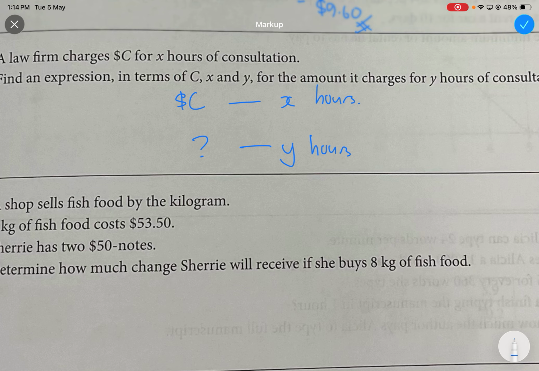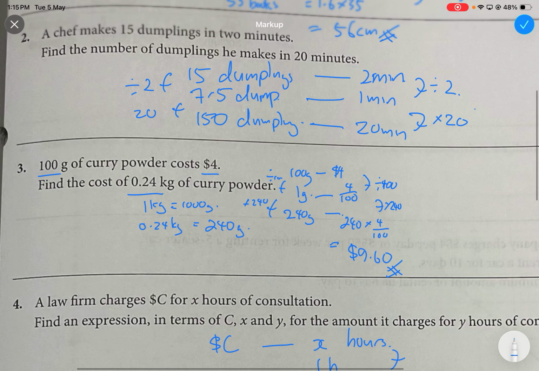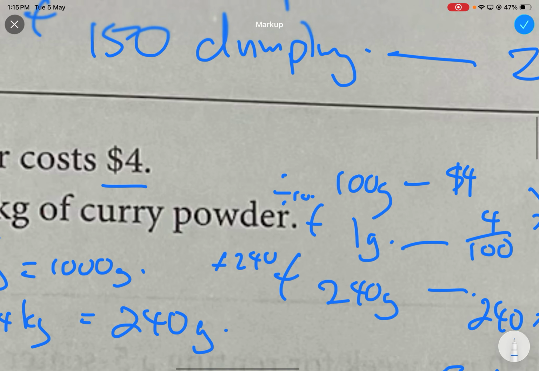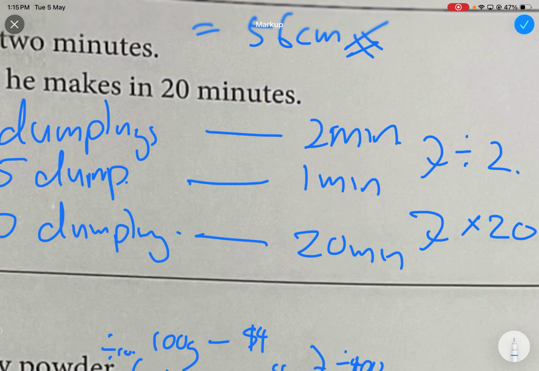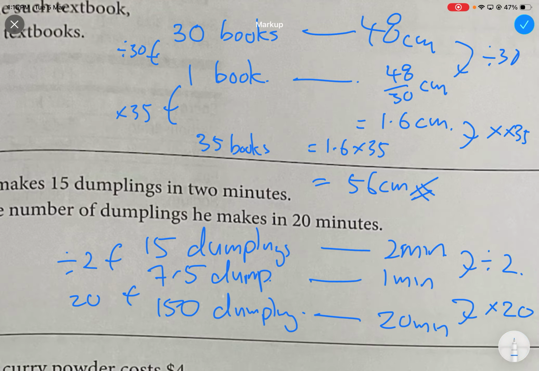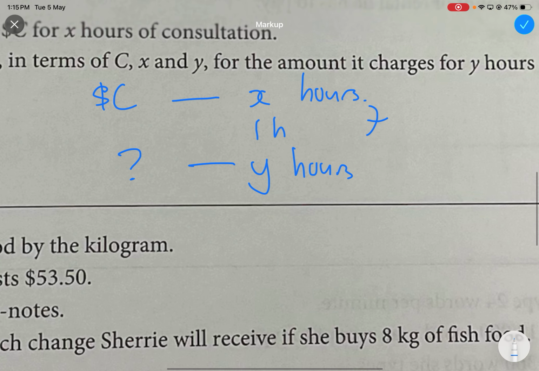But if you go by my standard way, X hour, I find 1 hour first. How do I get to 1? Divide by how much? 100 become 1, I divide by 100. 2 become 1, I divide by 2. 30 become 1, I divide by 30. So, for x to become 1, I divide by what? X. Yeah.